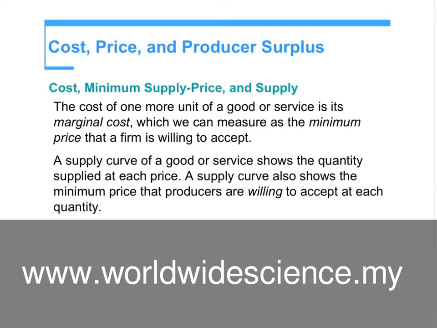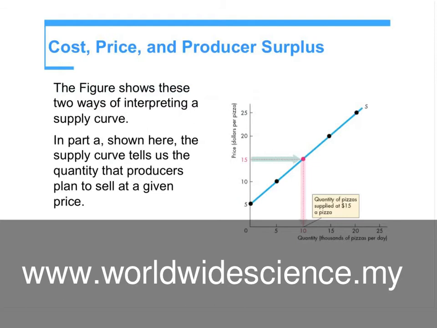Okay, as you can see here, this figure shows these two ways of interpreting the supply curve. In part A, which is this part, the supply curve tells us the quantity that producers plan to sell at a given price. So at the price of $15, they are willing to sell 10,000 pizzas per day. So that is our supply curve.